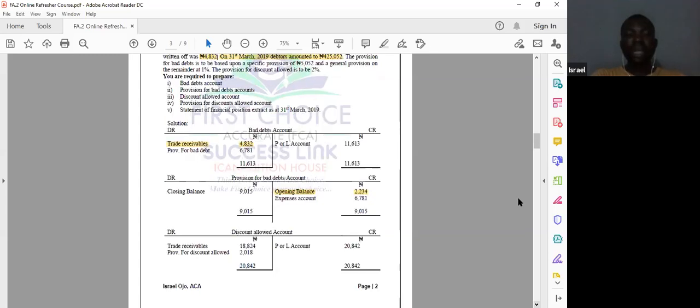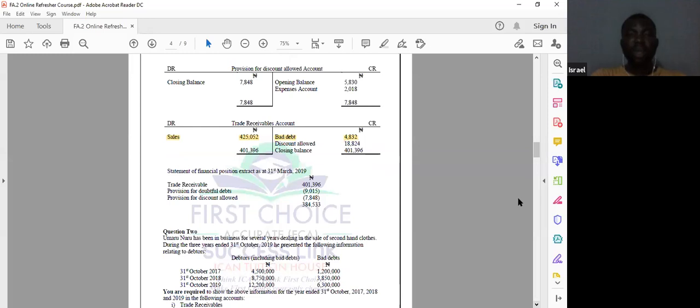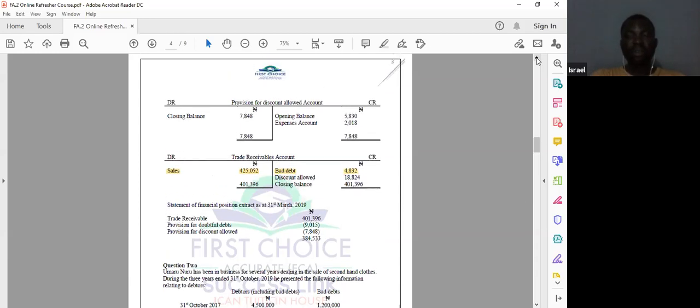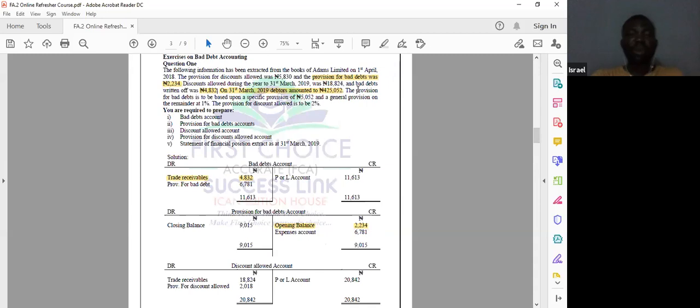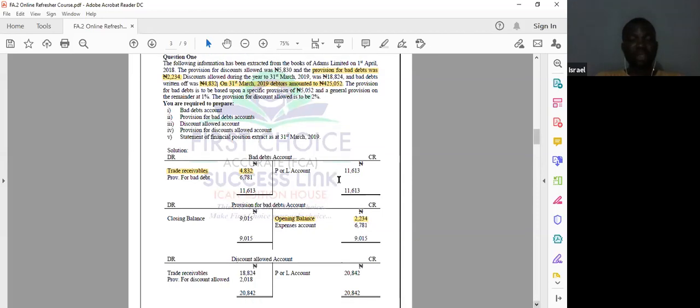Now, based on that, they gave us a percentage of provision. They said that the provision for bad debts is to be based on a specific provision of 5,000 and a general provision on the remainder at 1%. It means that before we can attain the provision for bad debt, we first need to attain our trade receivables.